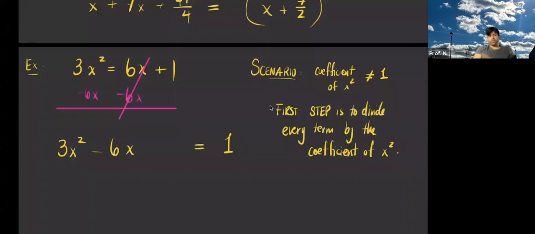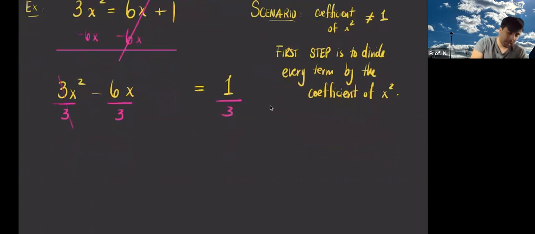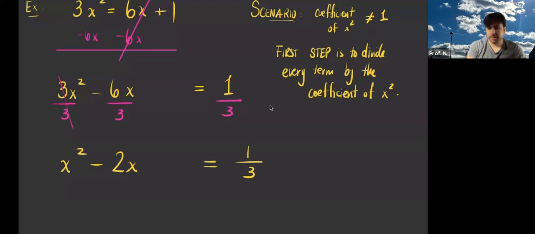I can't do the completing the square step here because there's a 3 in front of the x squared. Because of that 3, I have to get rid of it first. So I need to divide everything: divide by 3, divide by 3, and divide by 3. I must. When I do that, the 3s cancel, and I'm left with x squared minus 2x equals 1/3. Now I can complete the square.